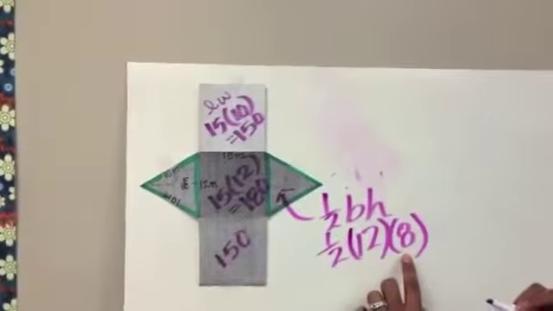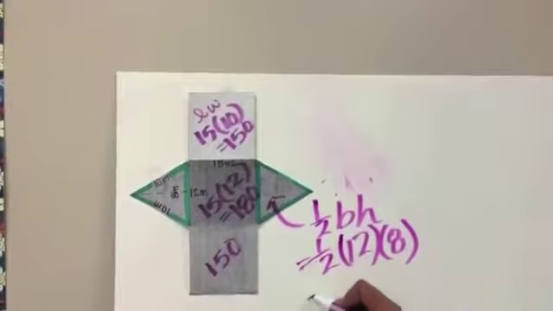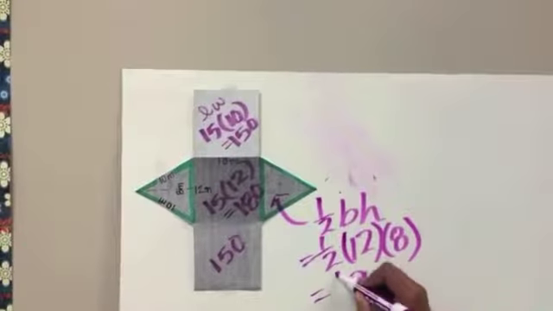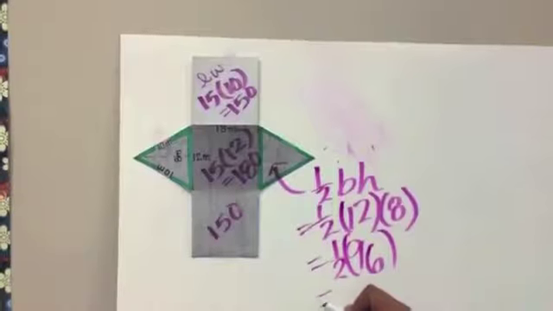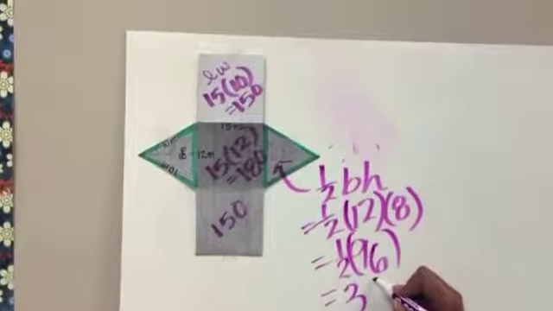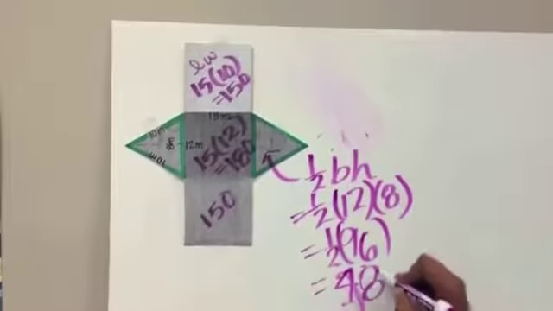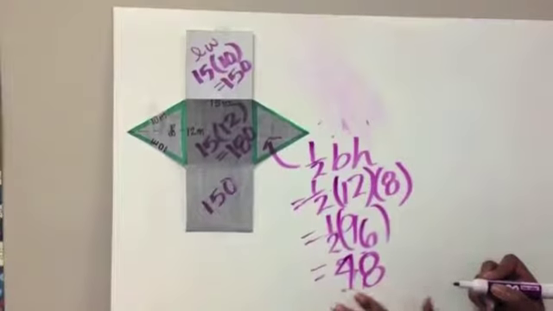Okay, and so let's see, 12 times 8, I didn't memorize that either. 8 times 2, 16, carry the 1, 96. I should so know that. Okay, and then half of 96 would be 48. Sorry, that's all rough looking.